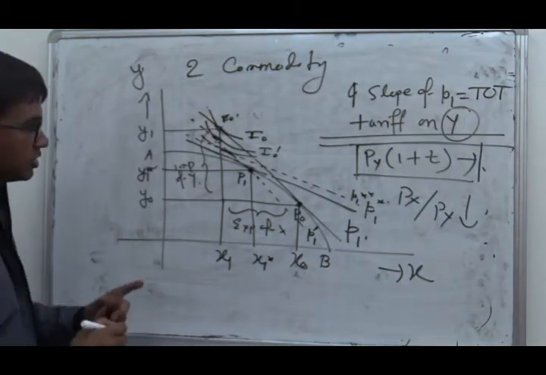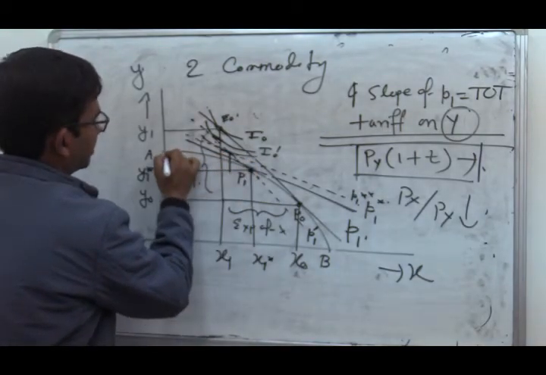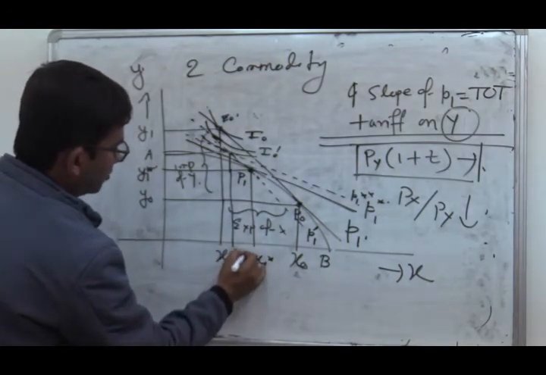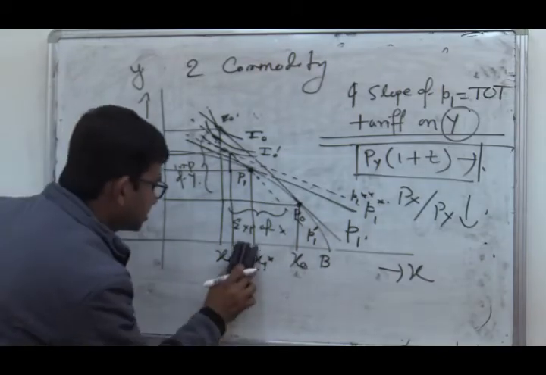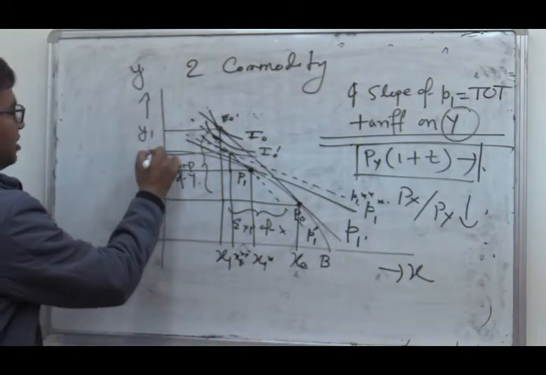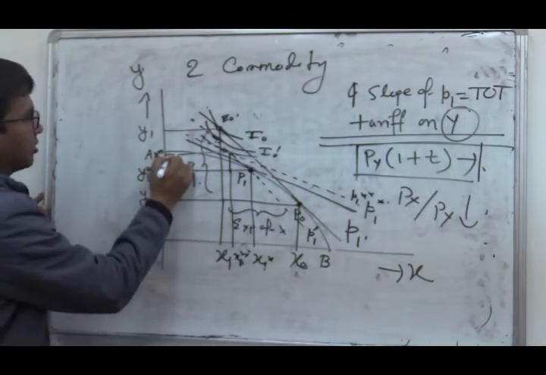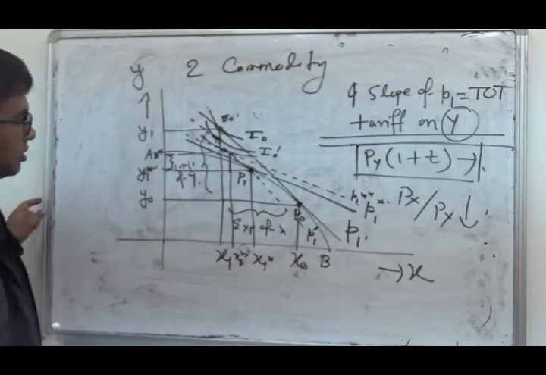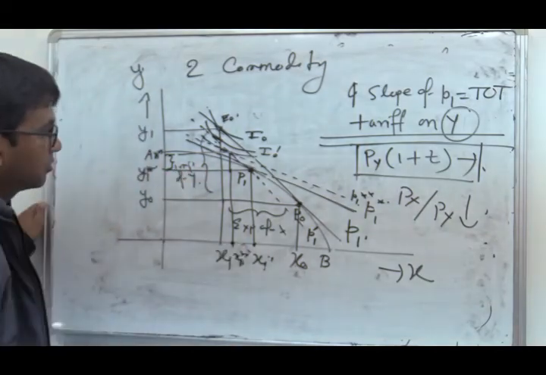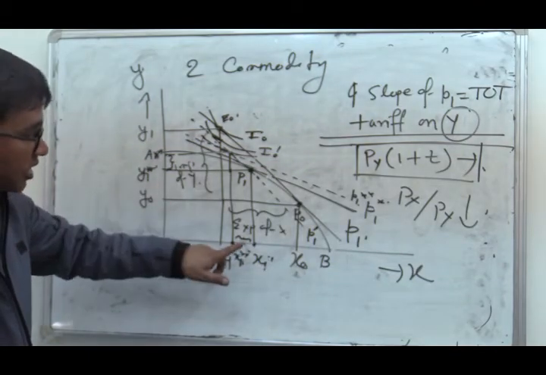Next point. Now let us consider what is the trade effect. After tariff, consumption of X is X1 star star and consumption of Y will be Y1 star star. So this is the production of Y, this is the consumption of Y. So this will be the import of Y, this is the post-tariff production of Y, and this is the post-tariff consumption of Y. So this will be the export of X after imposition of tariff.